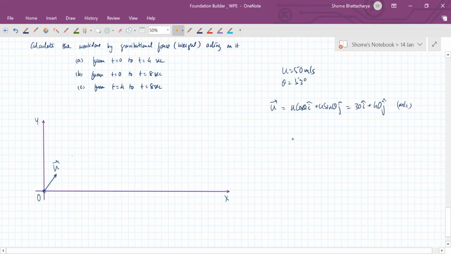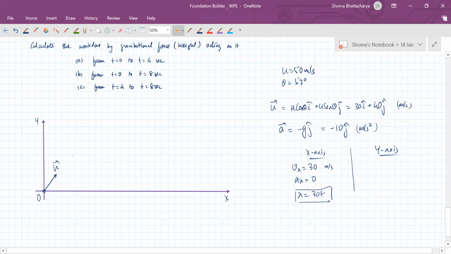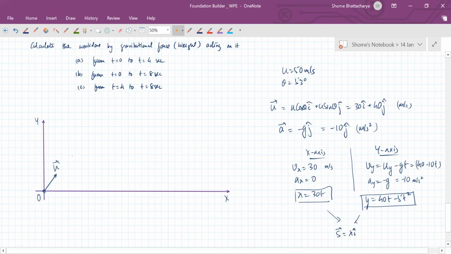And your acceleration is minus g j cap, so that is minus 10 j cap in meters per second square. Now when you divide the motion into the two components, along x-axis the x component of velocity will remain constant at 30, because x component of acceleration is 0. So the x component of displacement will be 30t, u cos theta t. Along the y-axis, velocity will become uy minus gt, which is 40 minus 10t. And that is why the y component of displacement will become 40t minus 5t square as a function of time. So displacement at any particular time is nothing but x i cap plus y j cap.